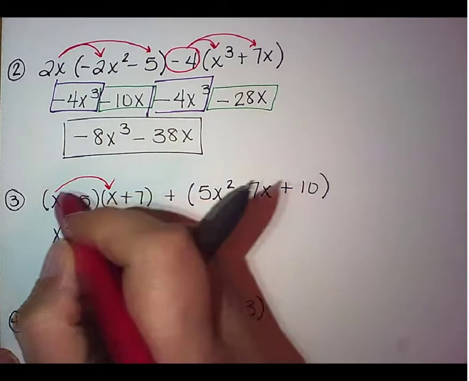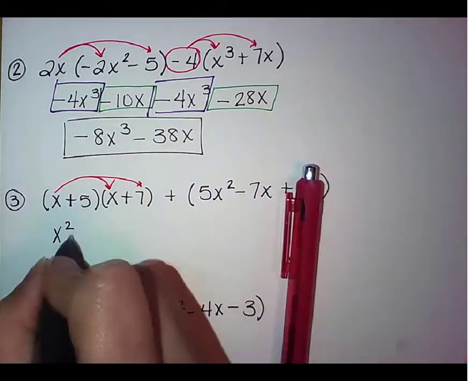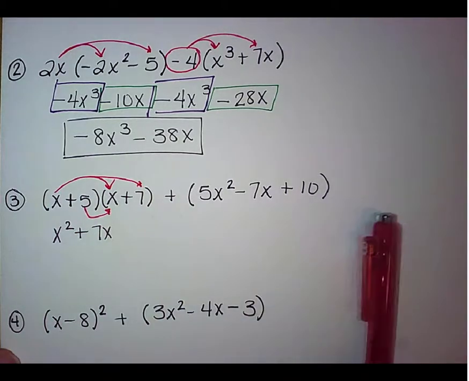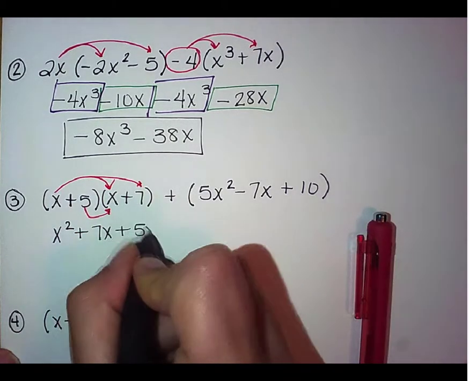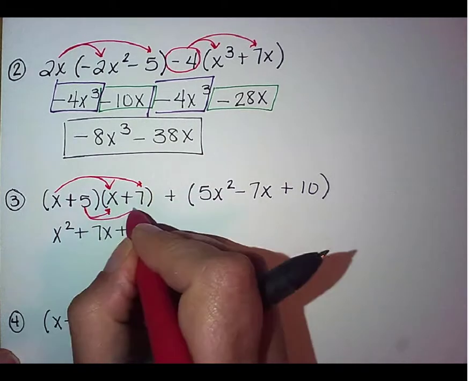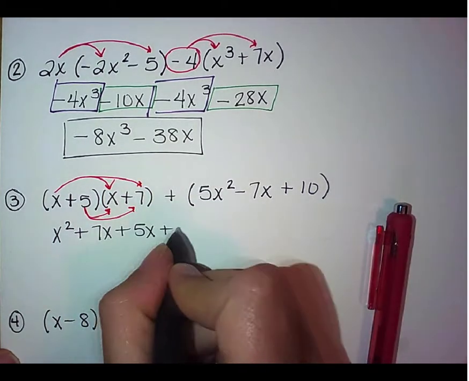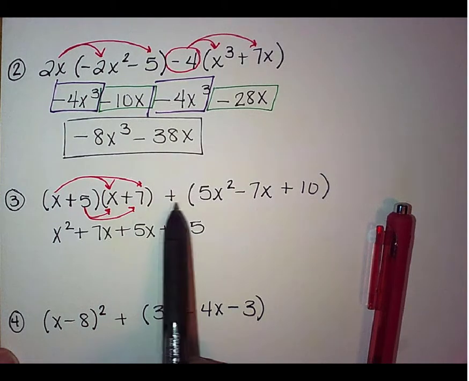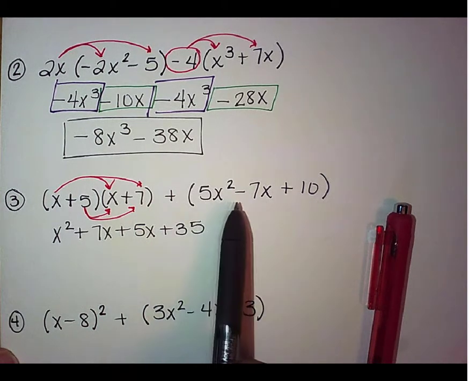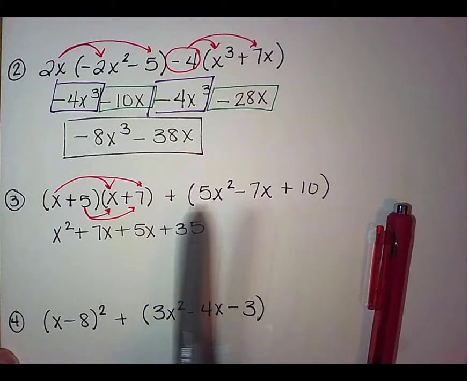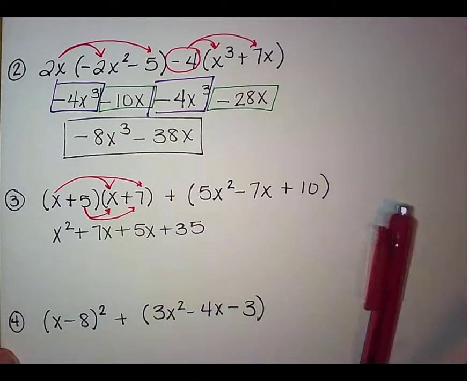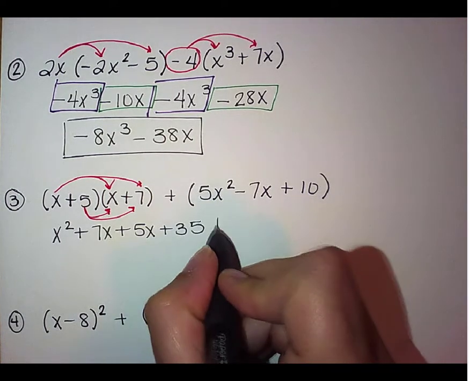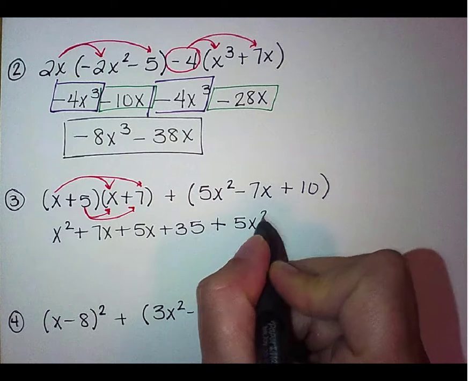We're going to do x times 7, that's going to give us plus 7x. Then we're going to do the inside, that's going to be 5 times x, that's plus 5x. And we're going to do the last, which is going to give us a plus 35. Now notice on the second one, we're not actually distributing anything out to the 5x squared, the negative 7x, and the 10. We're just adding this polynomial. So we can actually drop those parentheses around this second term and just bring him straight down, keeping his signs the way they are.